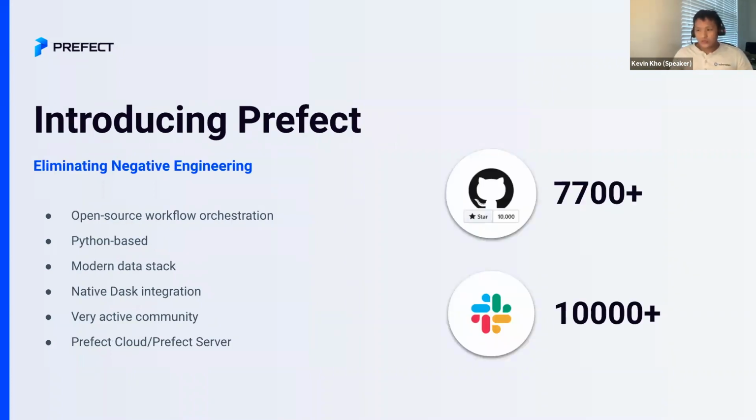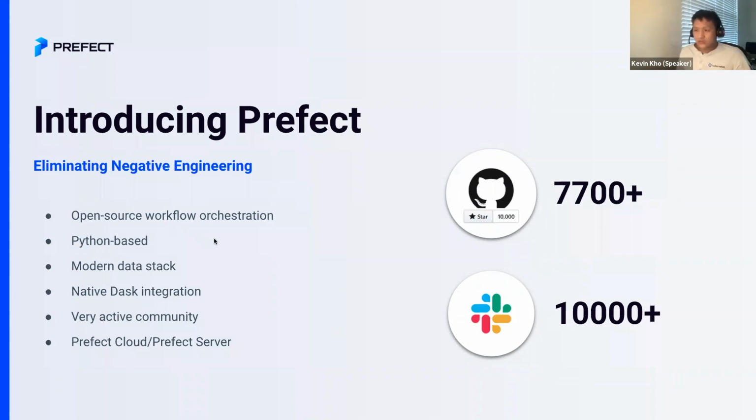And a bit about Prefect, the company. Prefect is both the company and the open source project. The open source project right now has 7,700 plus GitHub stars. We have a Slack channel, which I personally manage. It's my job to answer Slack questions and support our community. We have around 10,000 users right now in that Slack community.